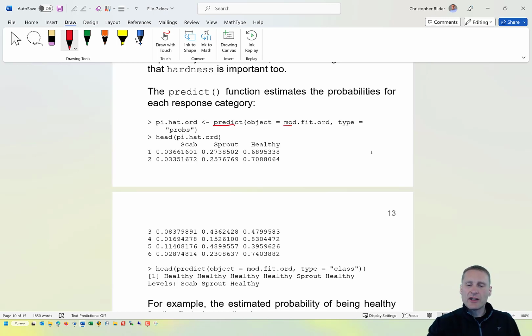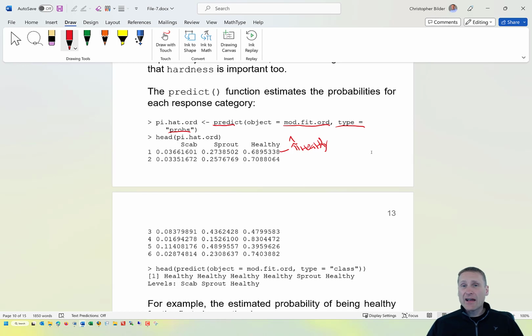Yeah. So we use predict, with object equal to mod.fit.ord. What kind of predictions do I want? I want to estimate those probabilities for each response category. So for example, for the first kernel, here is pi hat sub healthy. I'm going to put the actual label there rather than 1, 2, or 3, just to make sure that there's no confusion in terms of the ordering that we have. And so we see the estimated probability of being healthy is 0.69 for kernels with those corresponding explanatory variable values. Sprout's 0.27, scab is about 0.04.